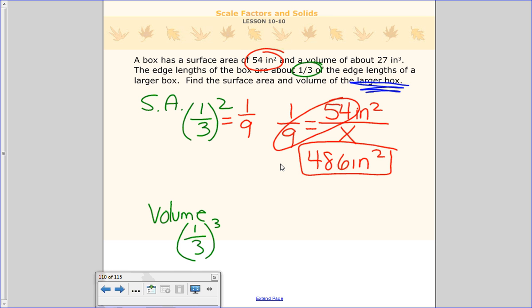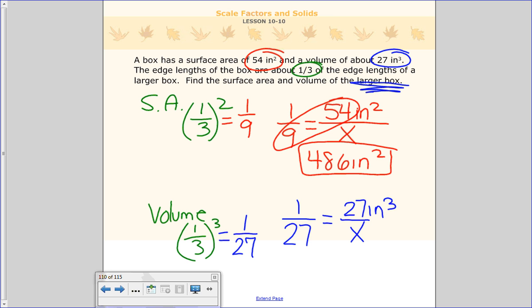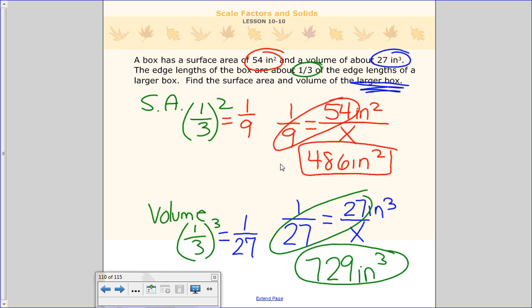Same with volume now. 1/3 cubed, well, we get 1, and then 3 cubed is 27. Same idea, 1/27 is our first ratio, and then our volume of that smaller box is 27 inches cubed. So we need to find the volume of the larger box. So we have 27 times 27, and again divide by 1, and you get 729 inches cubed. That would be the surface area and volume of that larger box.